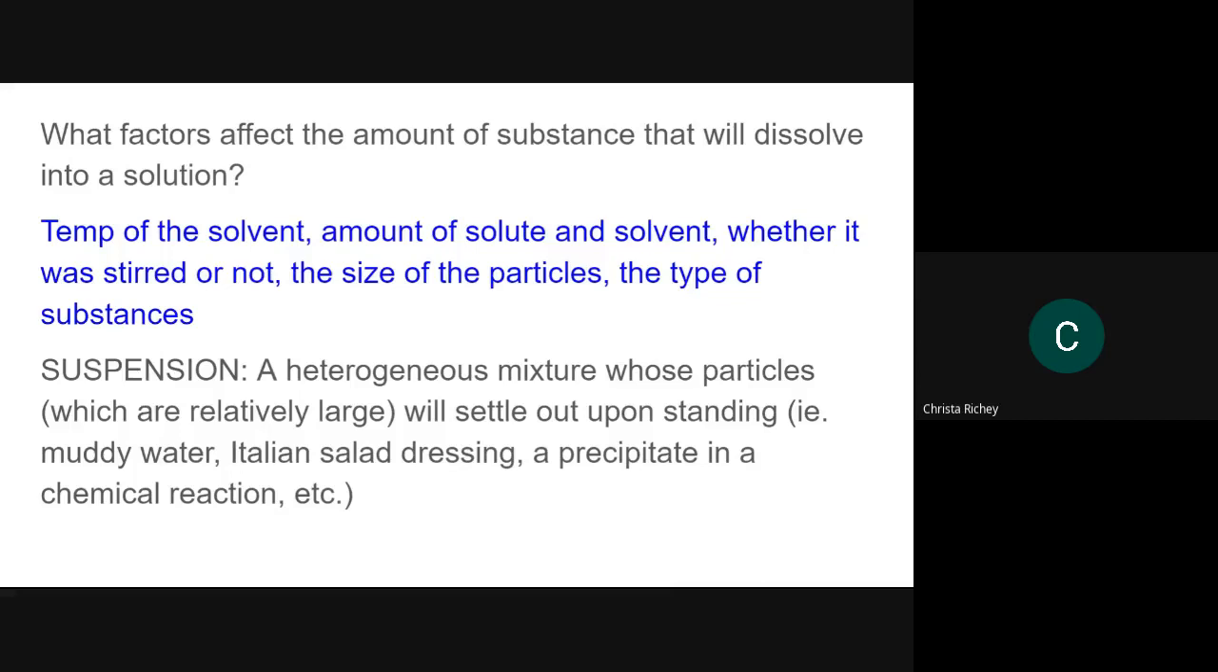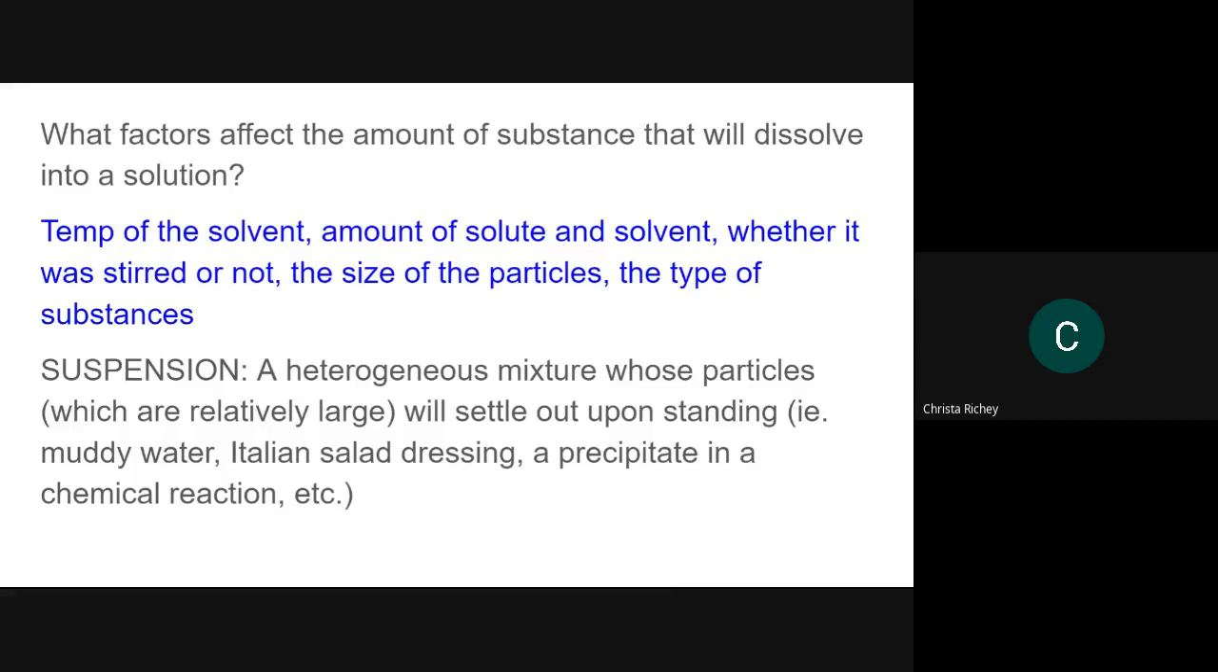So like if you go and get a mason jar and you scoop up a bunch of crap in the pond and you screw on the lid, shake it up, eventually all the dirt and stuff is going to sink. And you might have this disgusting layer of water and then maybe some algae on the top. That is a suspension.